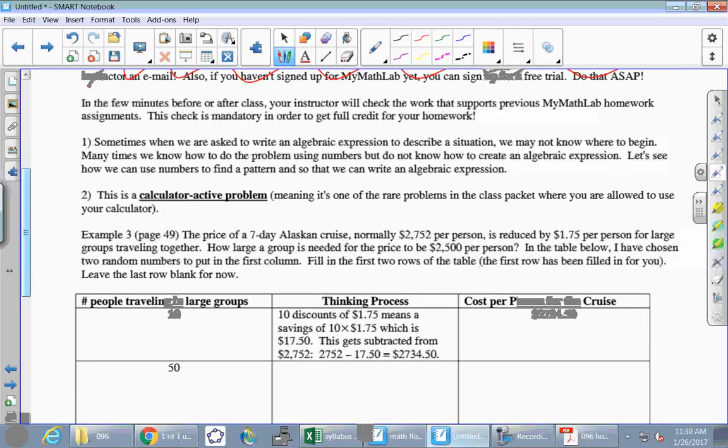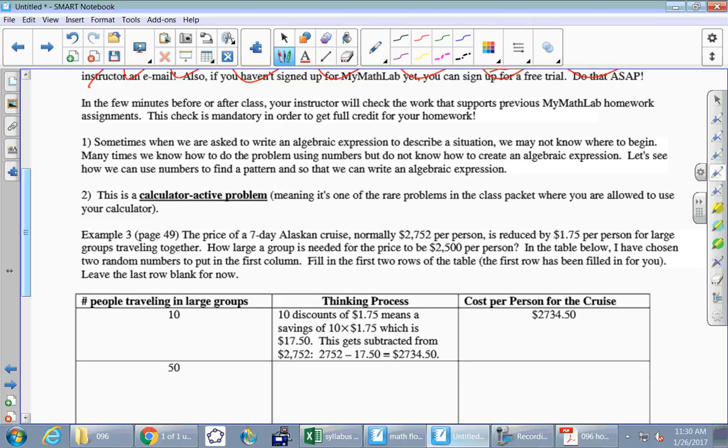Okay, so we're going to jump in with number 2 here. It says this is a calculator active problem. What that means is that this is one of the rare problems in the class packet where you are allowed to use your calculator. What that also means is that some of us who are using calculators during the activity here, we're not quite doing things the way that I wanted us to do them.